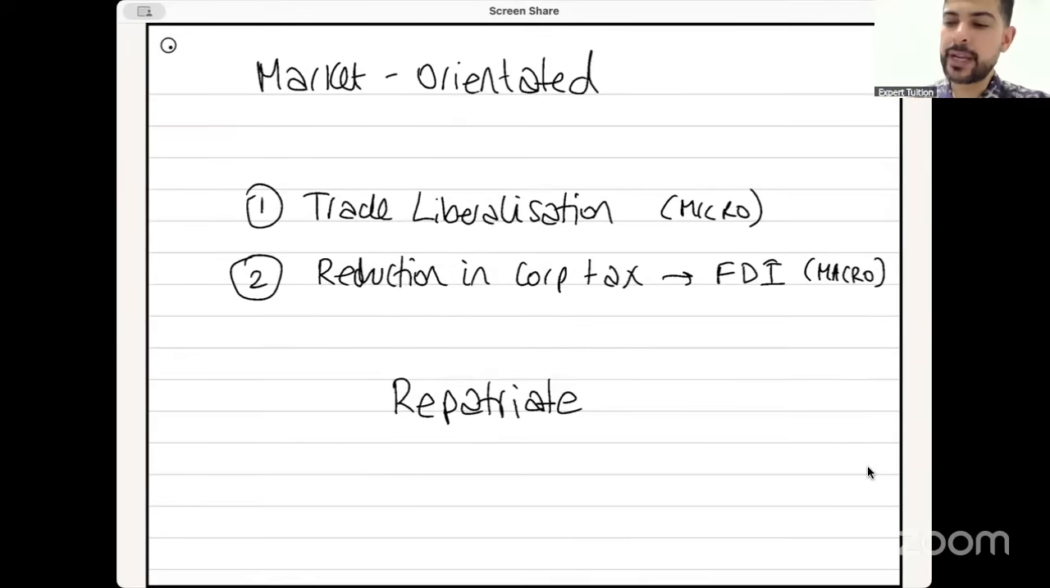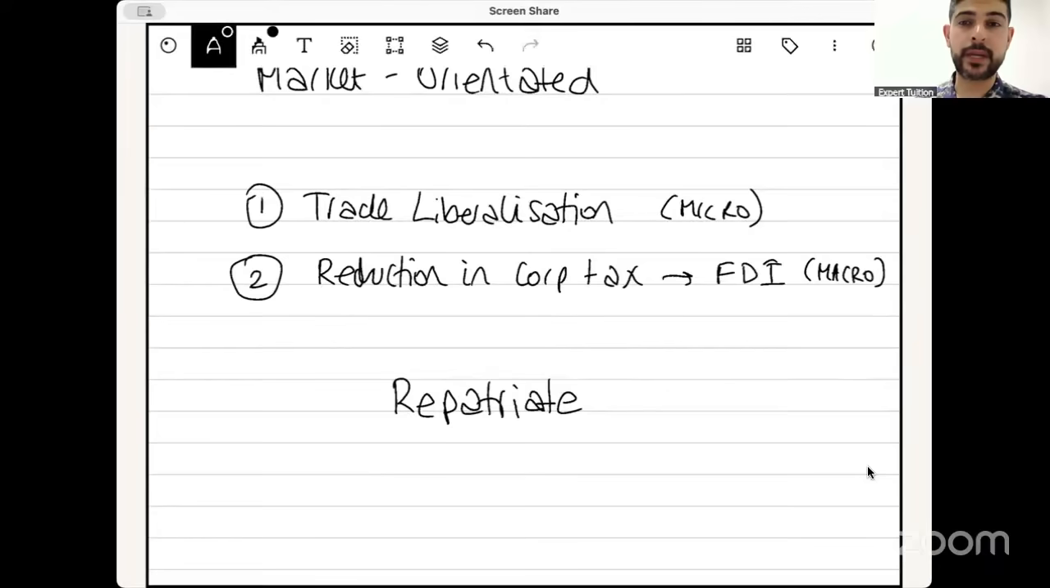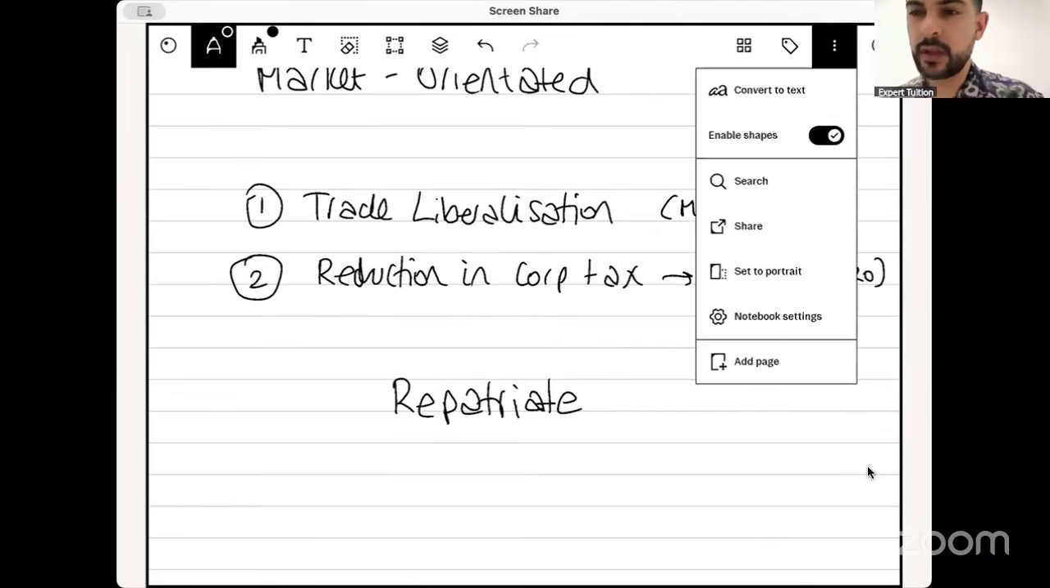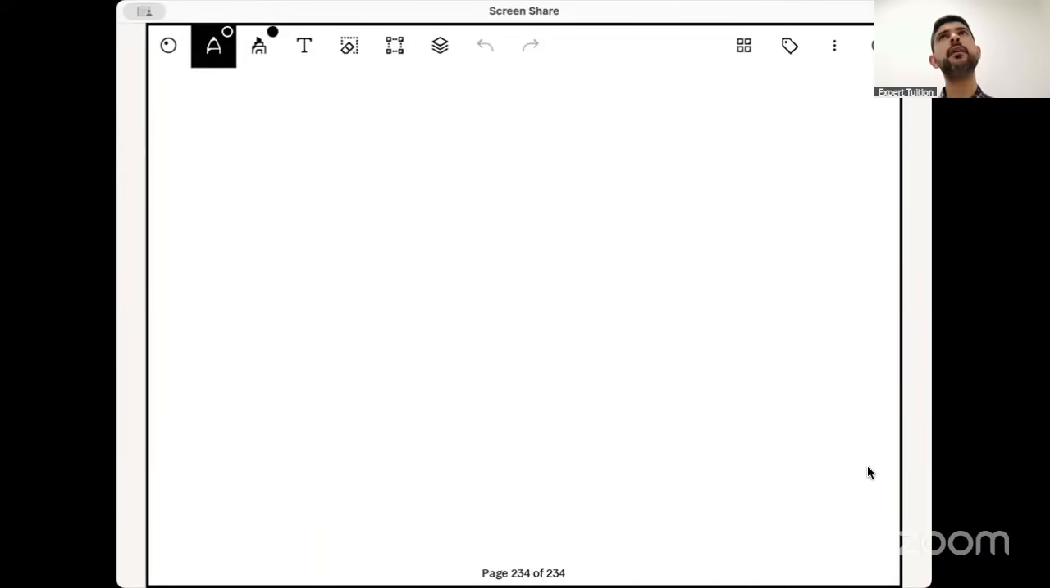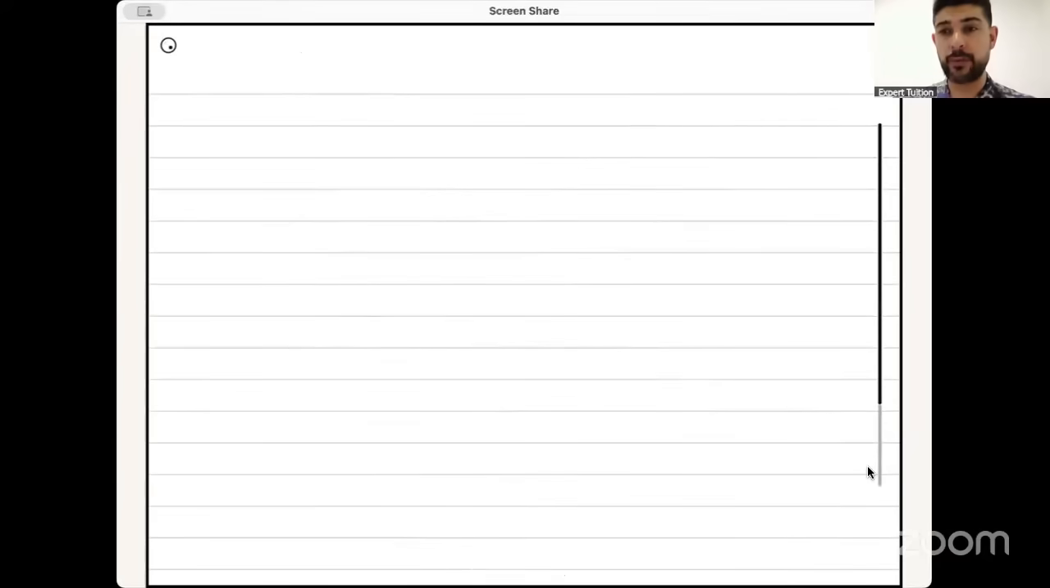Trade liberalization. How do I do it from a micro perspective? Well, what is trade liberalization to begin with? Trade liberalization is where a country removes barriers to trade. They engage in free trade. They maybe join a trading bloc, right? And so there are two ways that I can basically develop this. One way is this: if a country joins a trading bloc, so if it says in the extract they join a trading bloc, that is what I now talk about.